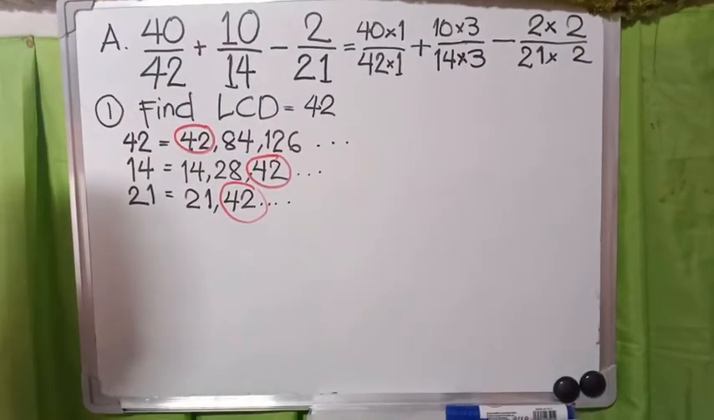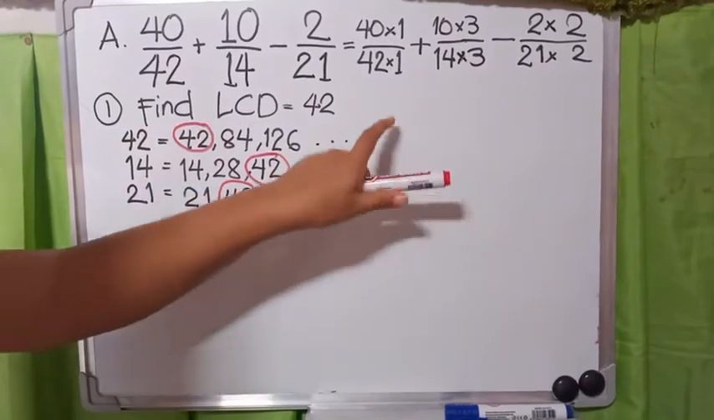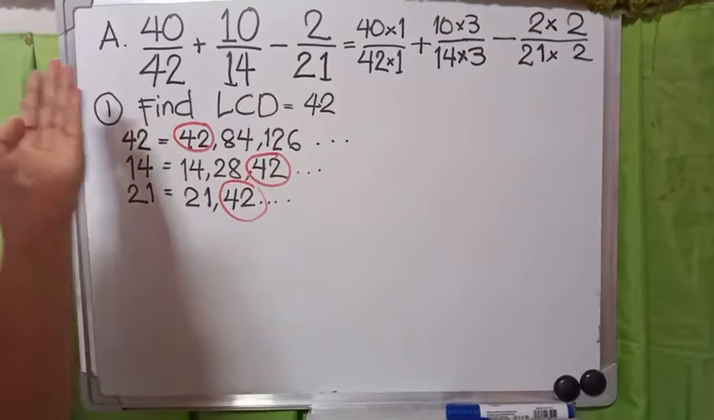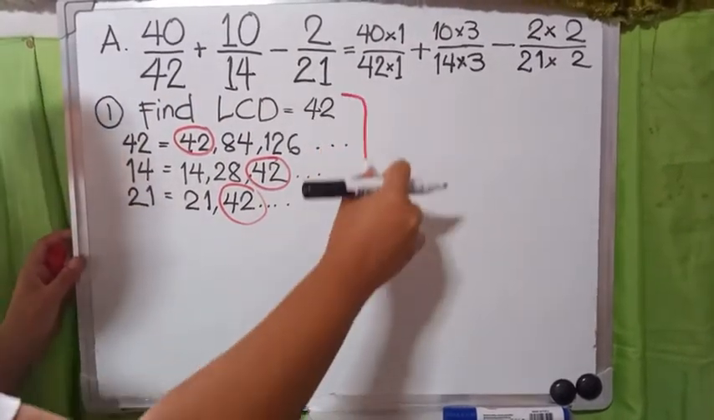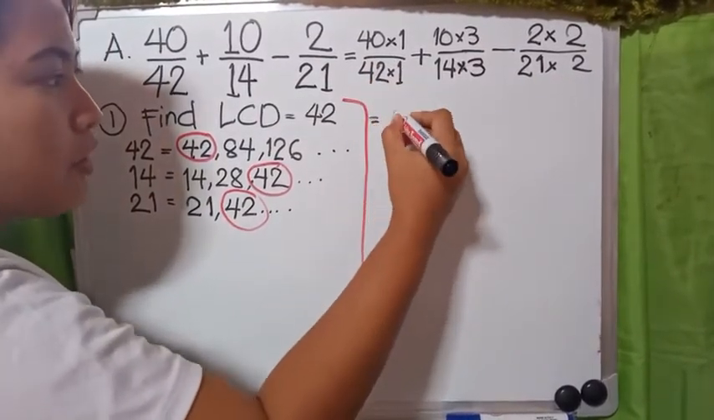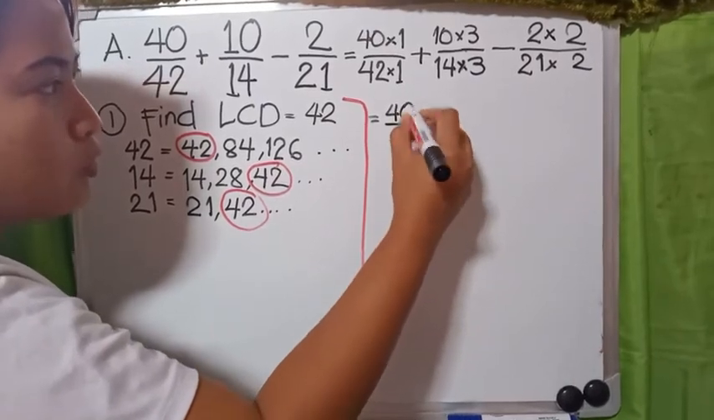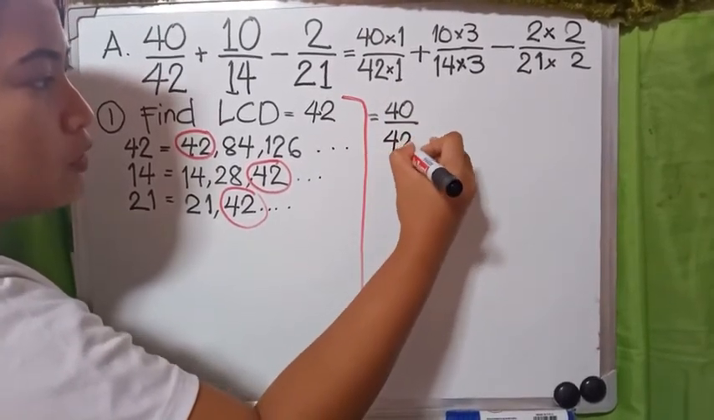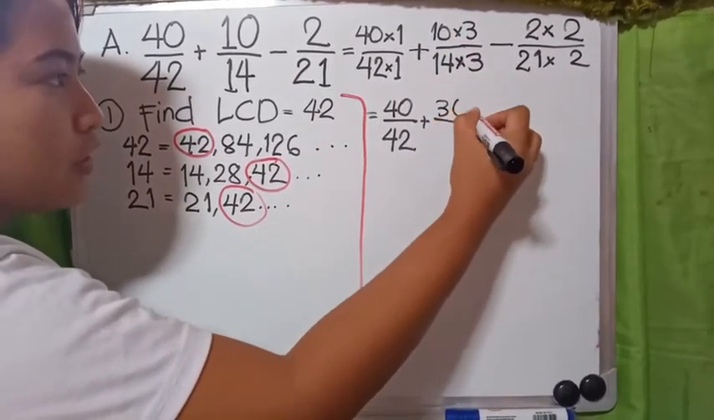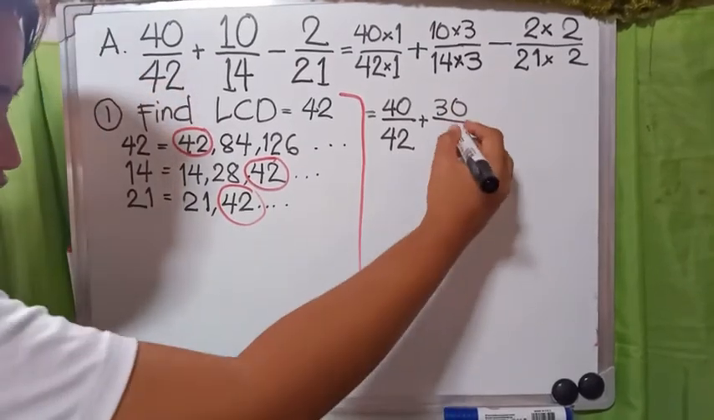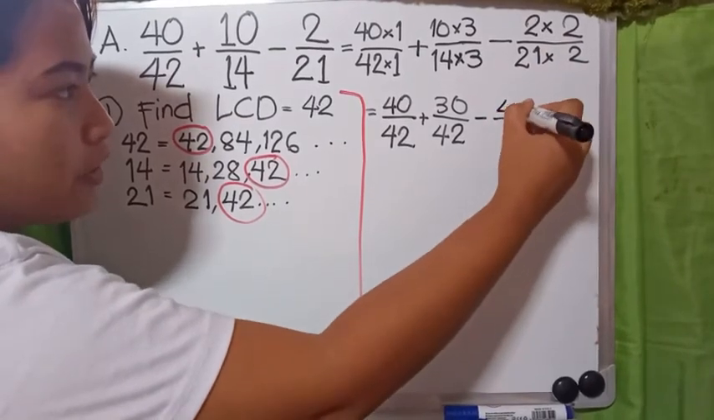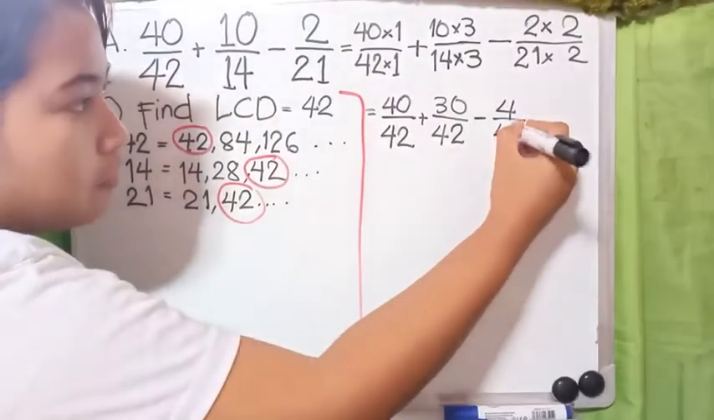Now that we know our LCD and the numbers that we need to multiply to get equal parts, or like fractions, we need to solve the following. 4 times 1, that is 4 over 42. Do not forget the operation plus. 10 times 3, that is 30. 14 times 3, that is 42. Minus 2 times 2 is 4. 21 times 2 is 42.